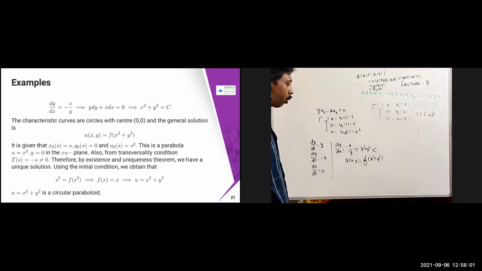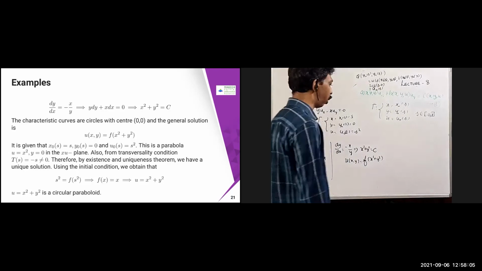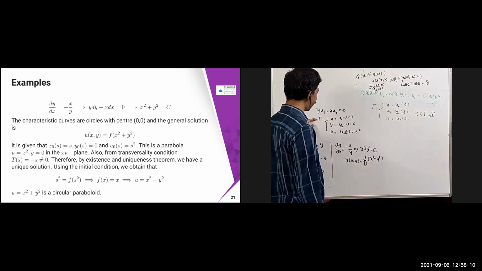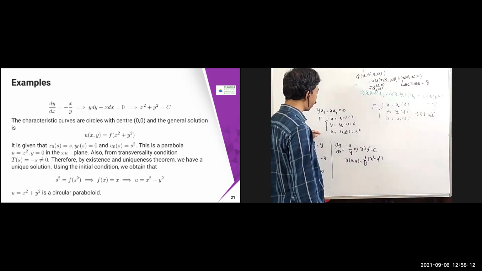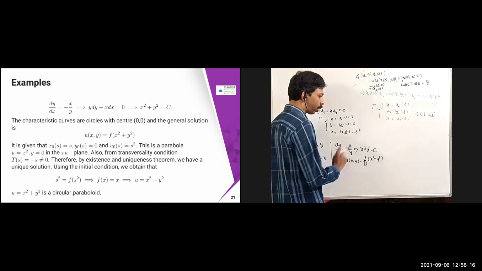Okay, the general solution is going to be of the form u of x, y equal to f of x square plus y square. Now we have to prove the uniqueness. It is given that x naught equal to s, y naught equal to 0, and u naught equal to s square. So I am just going to substitute it over here.